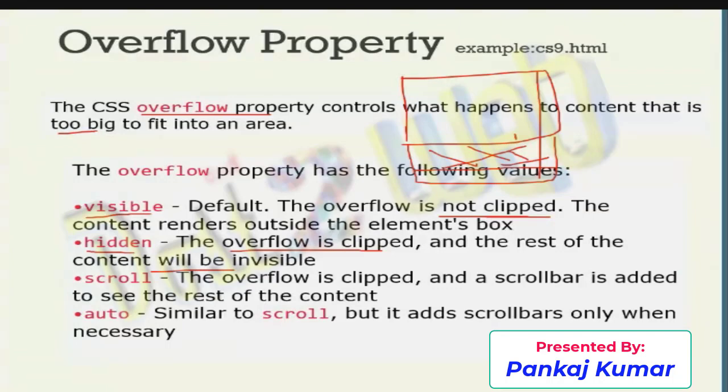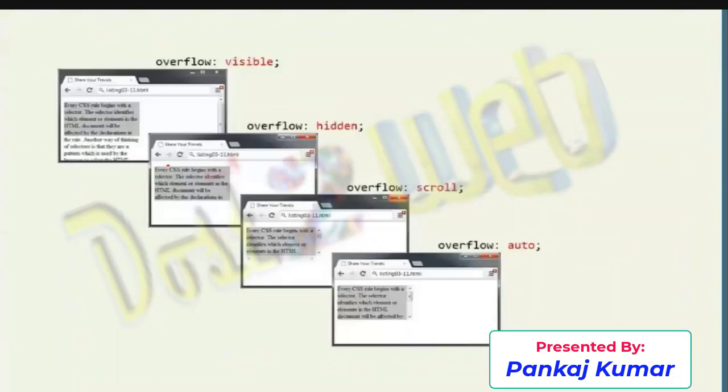So this is generally the overflow property. You can see the example here. I'm defining the first one, overflow visible. That means you can see the entire area is visible, but only this portion is highlighted. When you give overflow hidden, you can see the remaining content is not appearing here. That means it is hidden now.